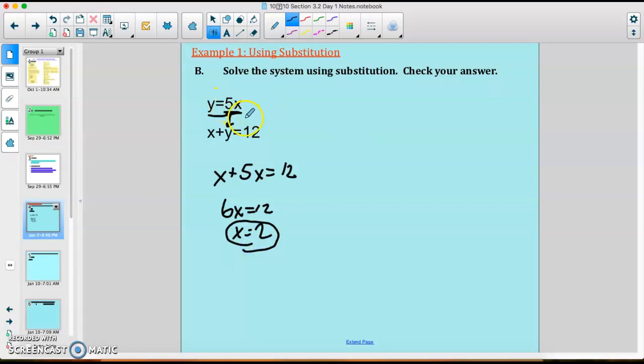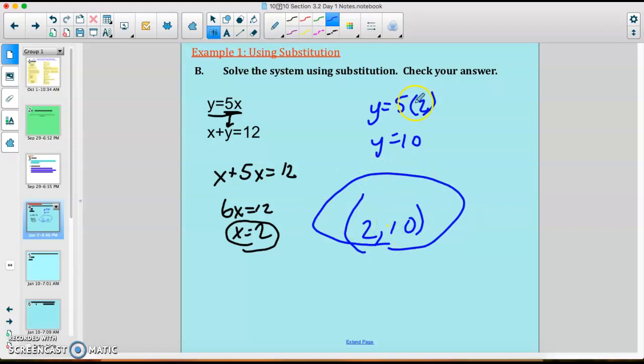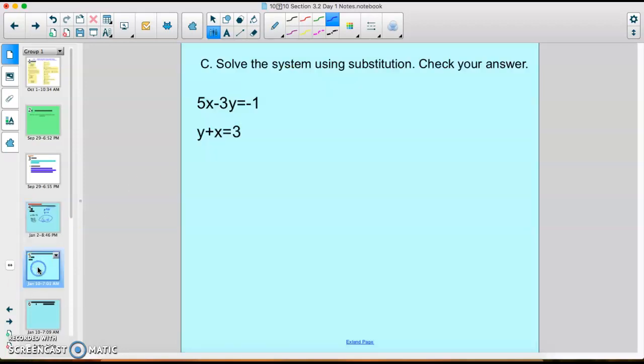Now, in order to find the other half, we're going to plug 2 back in for whichever one we feel is easiest. This one's going to be easier in this situation because it's already solved for y, which is what we need to find. So we're going to go y equals 5x, and we know that x is 2, so 5 times 2, so y equals 10. Okay, and so our answer is 2, 10. Now, it says check your answer. Go ahead and check it. You plug these numbers back in for both equations. We're not going to spend the time just because I have limited time on the video.